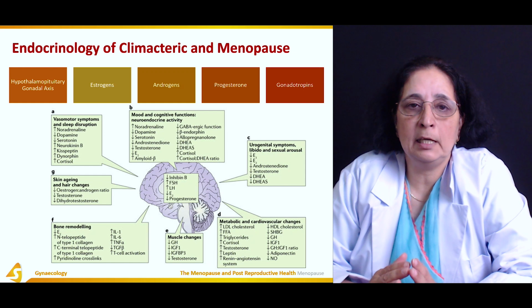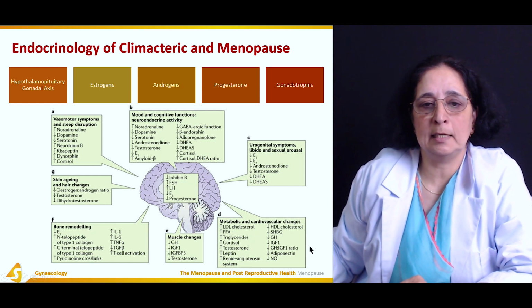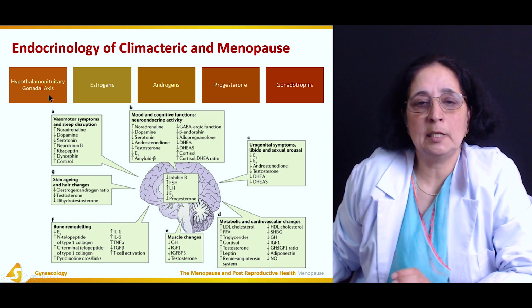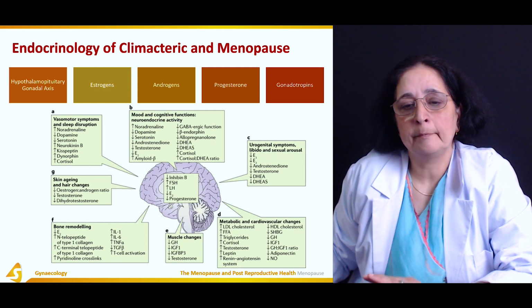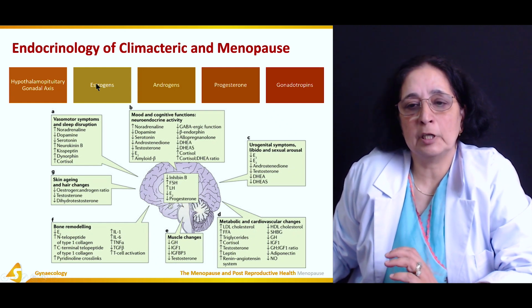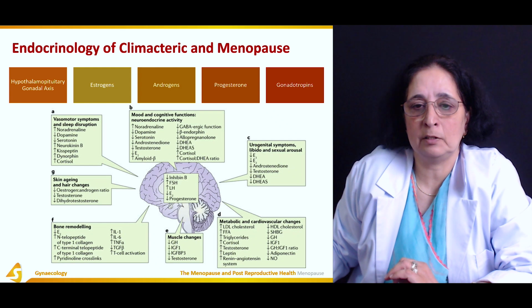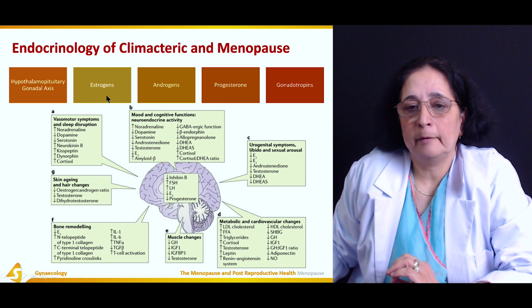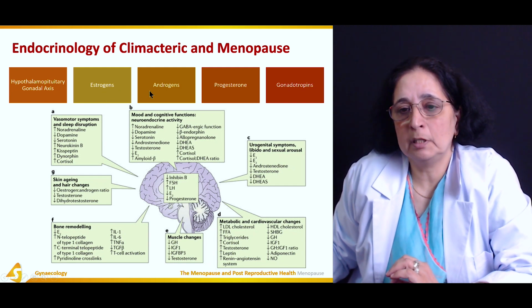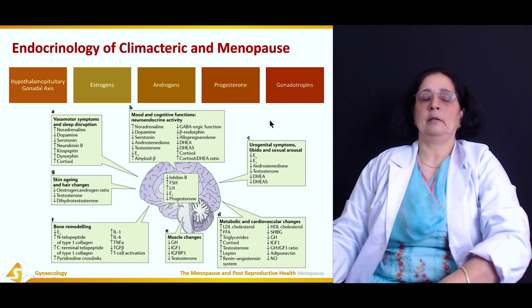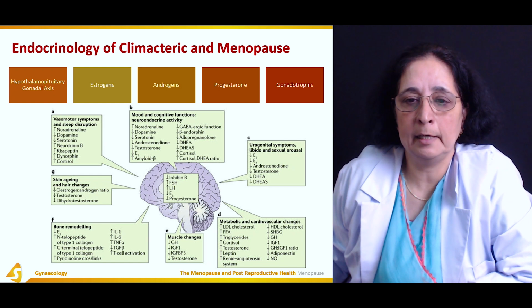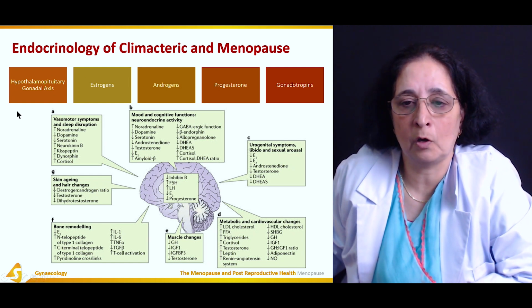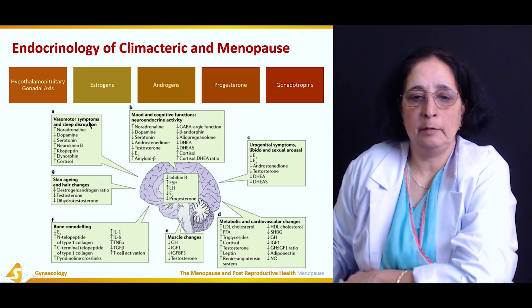FSH and LH from the hypothalamic-pituitary axis are increased. So there is increased secretion of FSH and LH, but in response to that, the estrogen and progesterone levels do not rise. There is a decrease in the level of estrogens and progesterones after the menopause. So these are some changes that occur in the different structures or organs of the body after the menopause.